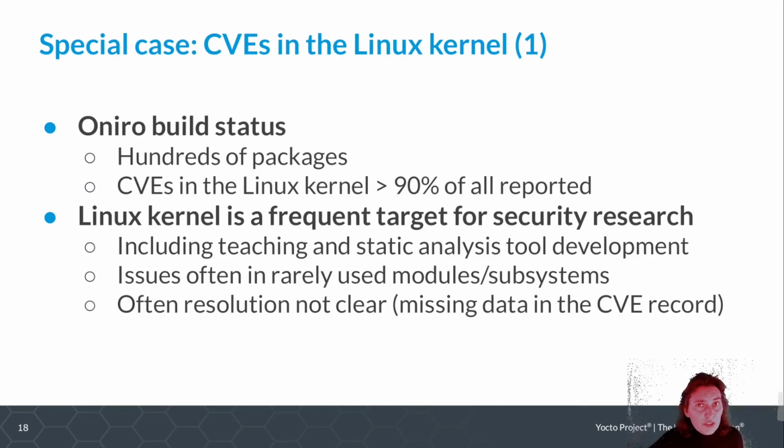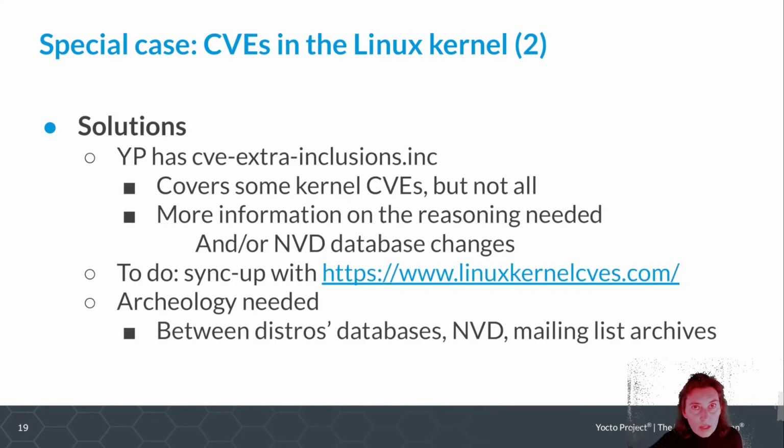The kind of issues such research finds is usually in some rarely used modules. That's logical if you think about it: looking into rarely used modules, there are more chances to bring a bug out. And also, what I found in the Linux kernel CVEs is that sometimes the resolution is not very clear. The data is missing in the CVE record, and it's not very clear if the fix has been included.